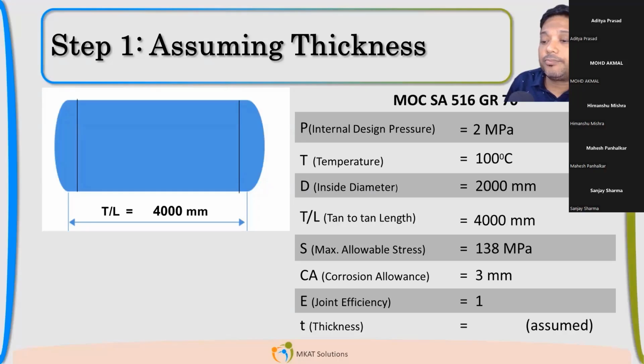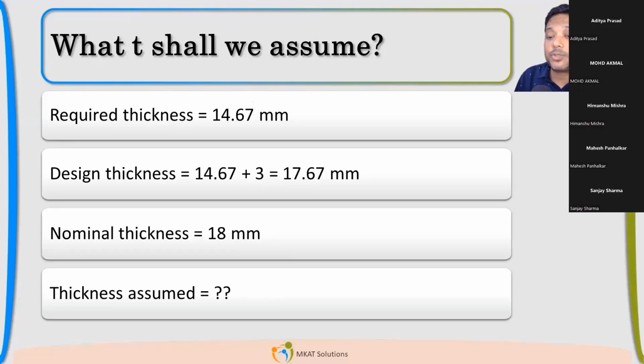Let us take one example. Now, what thickness should I take? I'll give you the value. The required thickness which we calculate is the result of the internal pressure calculation which we did for the same values for the same pressure vessel. The required thickness we got from the formula was 14.67 mm. The design thickness, which we get after adding the corrosion allowance, was 17.6 mm.